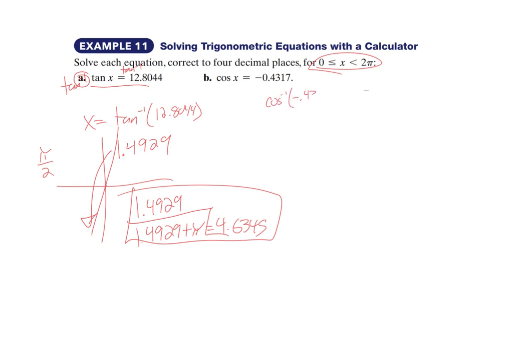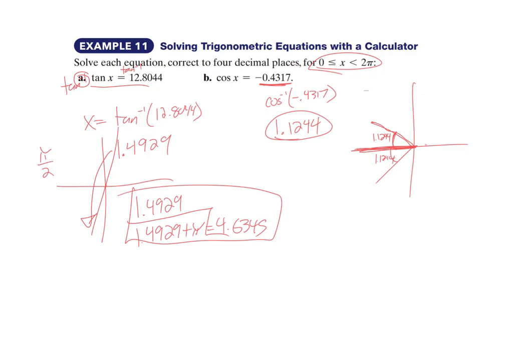of -0.4317, and that gives me 1.1244. Now we would think initially, oh, this is in the first quadrant, but remember our cosine was negative, and sine is negative in the first quadrant, so this is actually the angle above and below this pi, this part of the x-axis.